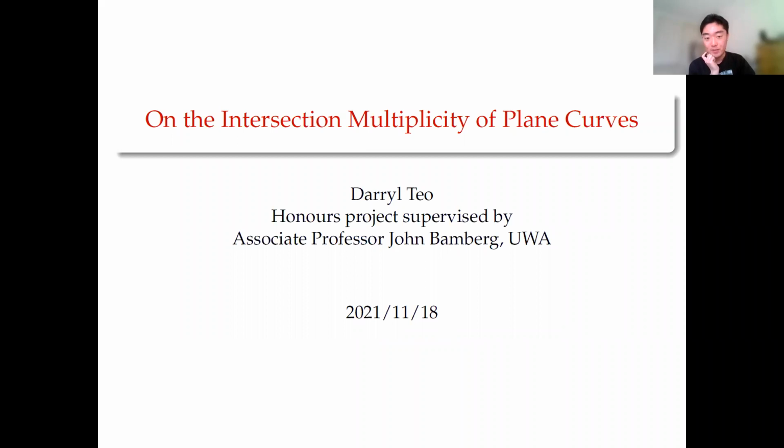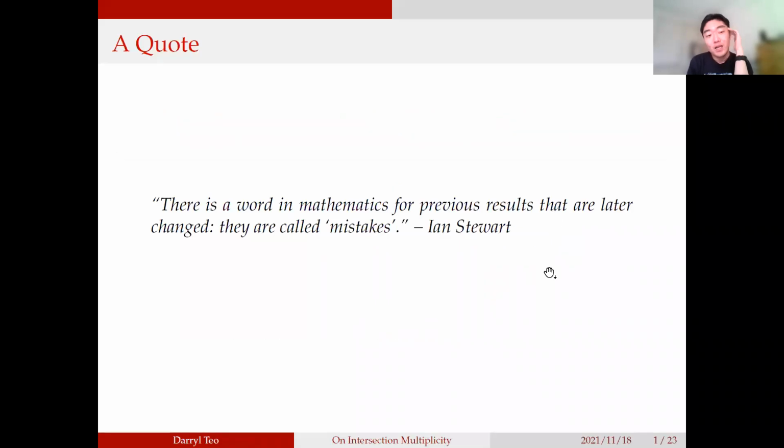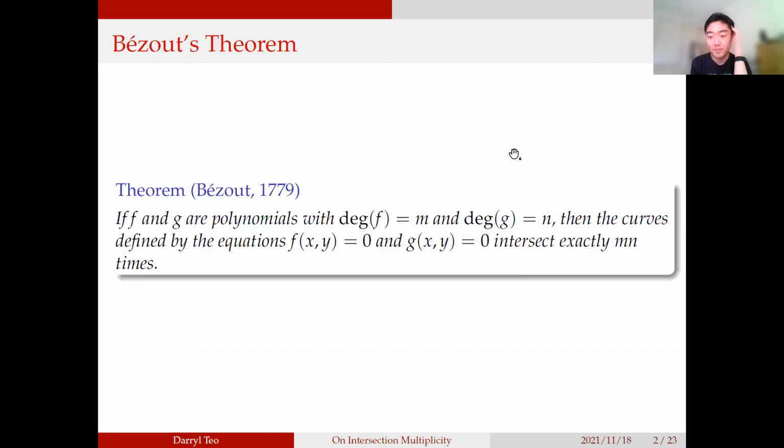Hi, everyone. My talk, as Carrie mentioned, will be on the intersection multiplicity of plane curves. I'd like to begin with a quote by Ian Stewart. There is a word in mathematics for previous results that are later changed. They are called mistakes.